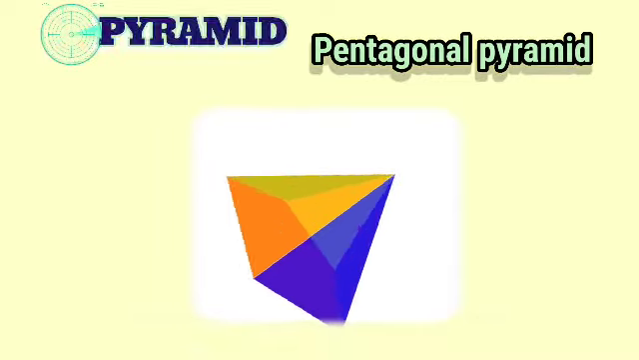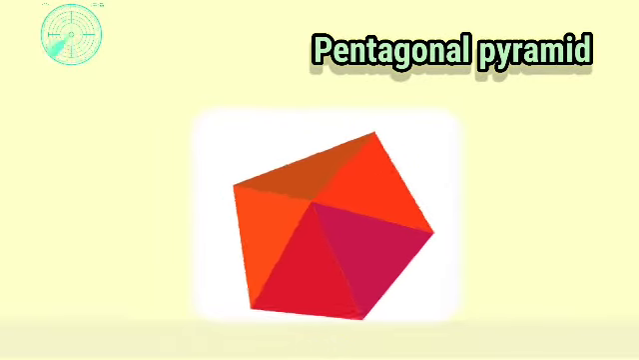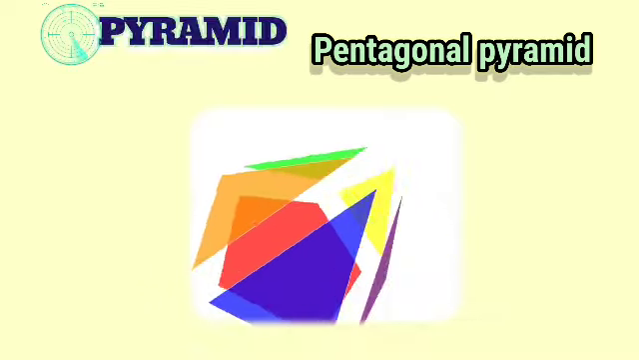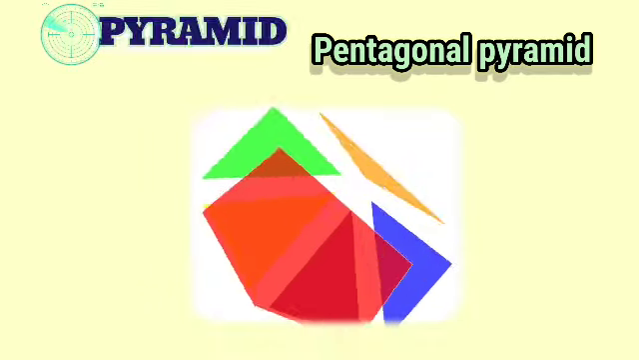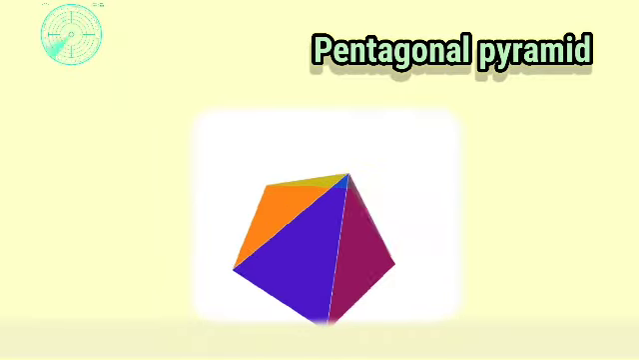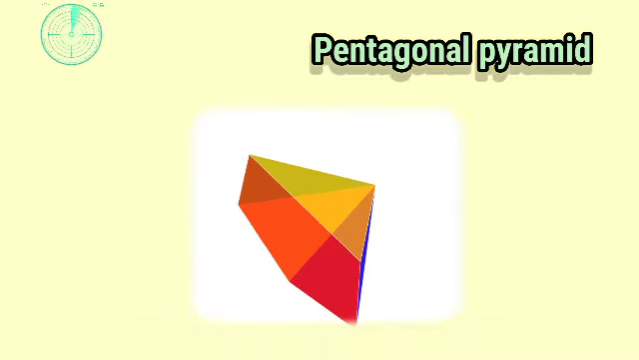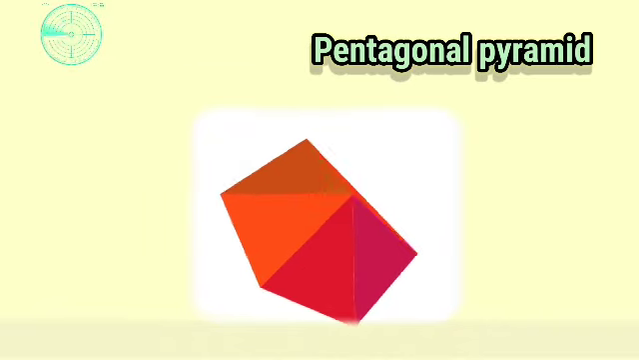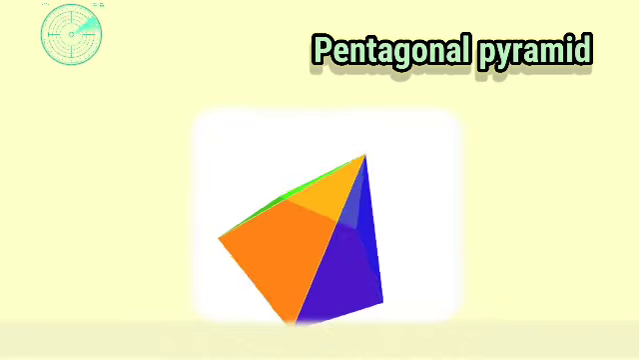Now let us look at this one. It has a pentagonal base and all the other faces are triangles, 5 triangular faces. Overall it has 6 faces, 6 vertices and 10 edges.